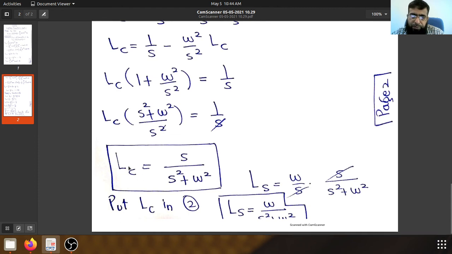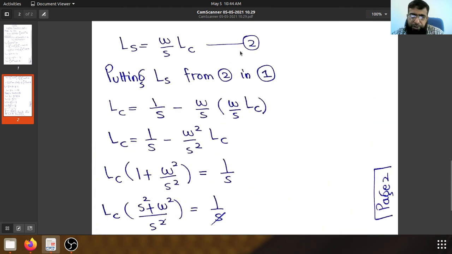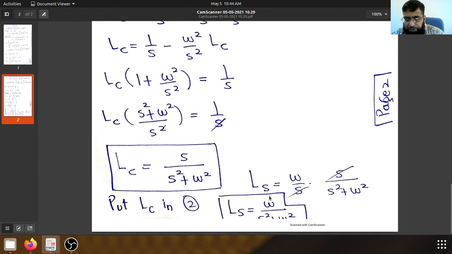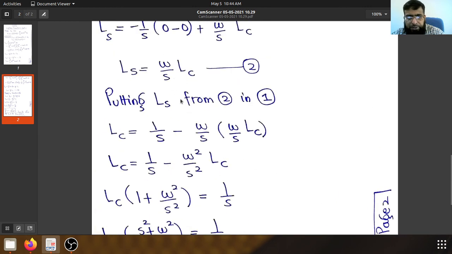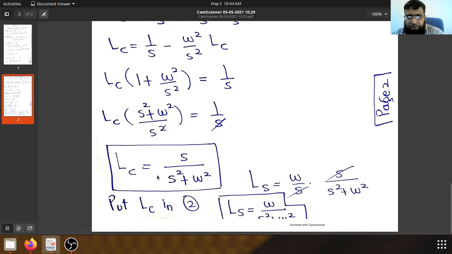Once we have computed LC, we can straight away put that in equation number 2 and compute LS, the Laplace transform of sine omega t. The Laplace transform of sine omega t is omega over s times LC, this LC that we have just computed, s over s squared plus omega squared. So s cancels with this, and we are left with omega over s squared plus omega squared. So this is how we can compute the Laplace transform of sine omega t and cos omega t.